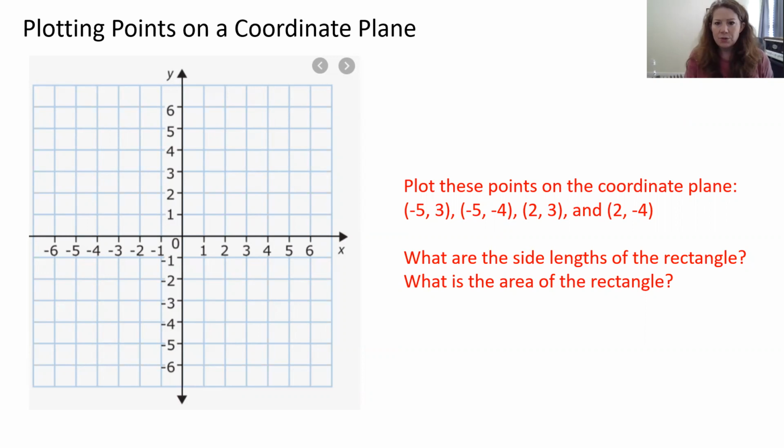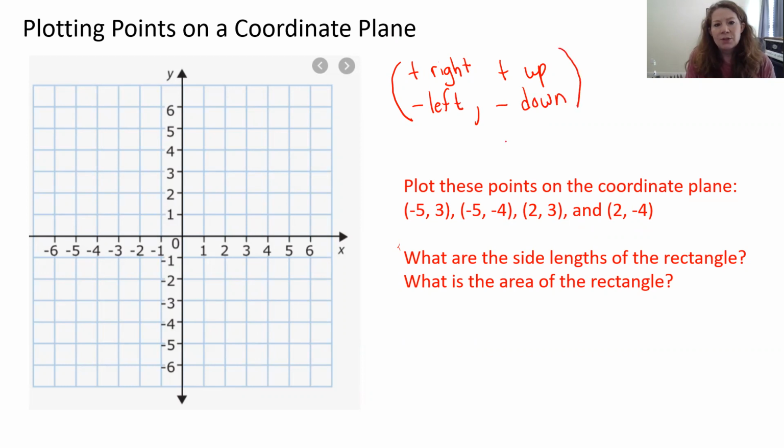So we are going to plot these points on the coordinate plane, and then we're going to answer these few questions at the bottom. So remember, when you are putting points on a coordinate plane, the first number tells you that if it's positive, you're going to go right from the origin. If the first number is negative, you're going to go left. If the second number is positive, we're going to go up. If the second number is negative, we're going to go down.